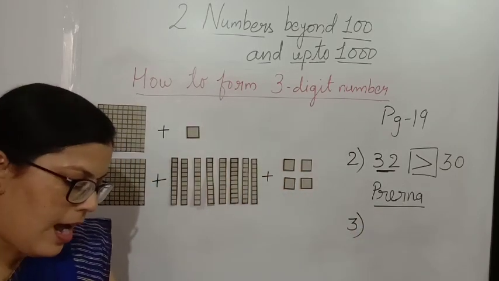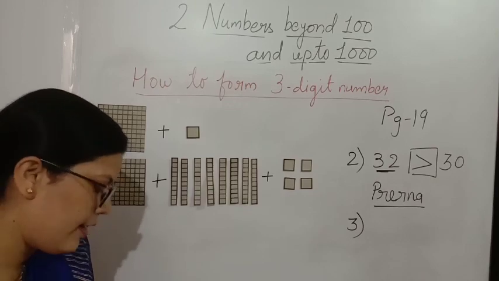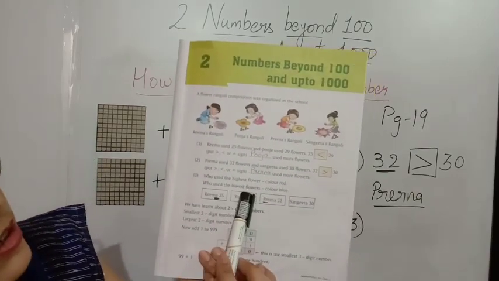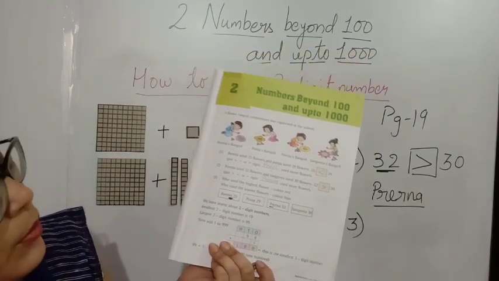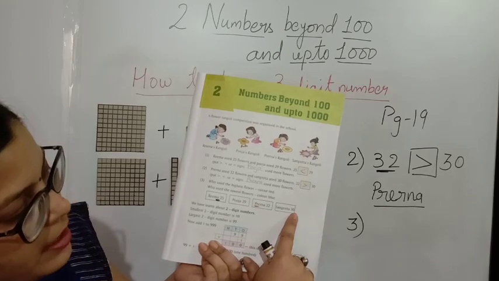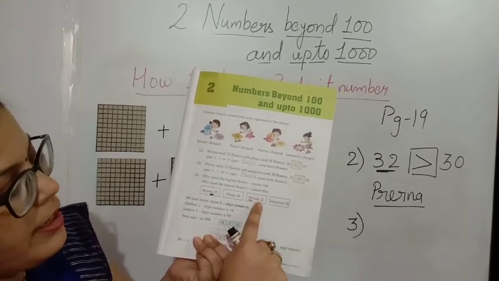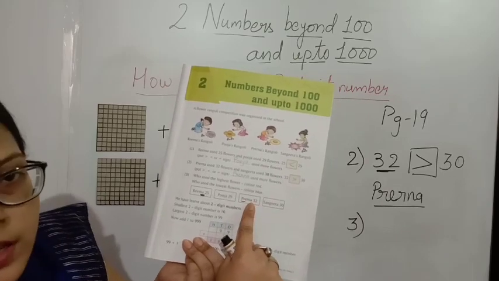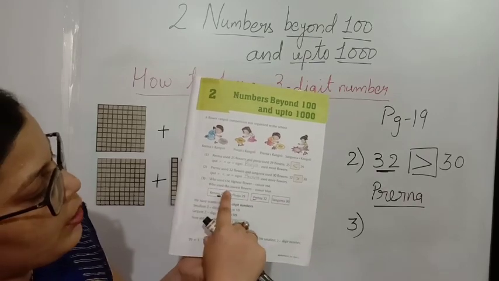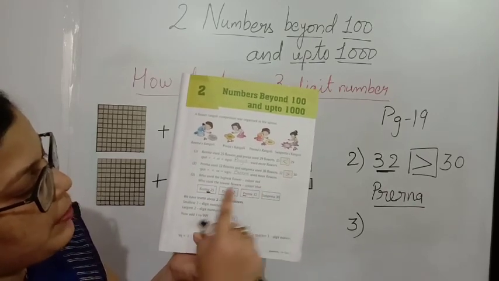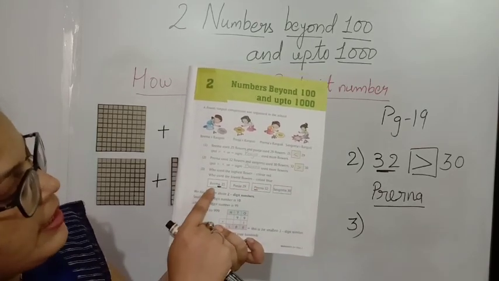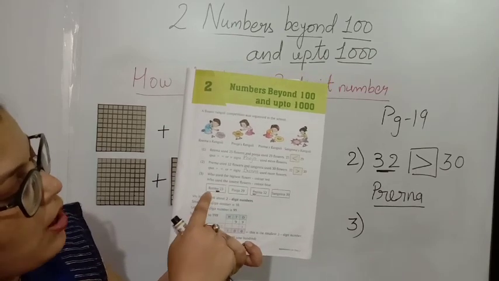Who used the highest flowers? You have to color that block in red. And who used the lowest flowers? Color that in blue. So four numbers are there: 25, 29, 32 and 30. Which is the highest number? 32. So Prerna used 32 flowers. You have to color this box with red color. Then who used the lowest flowers? Color with blue. Which is the lowest number? 25, 29, 32, 30. It is 25. So color this box with blue color.